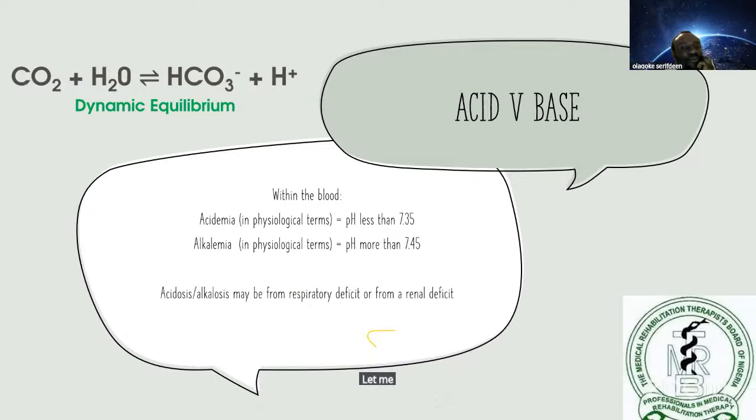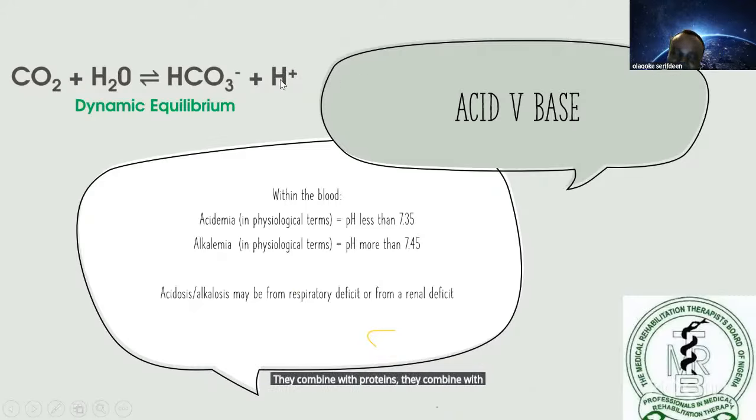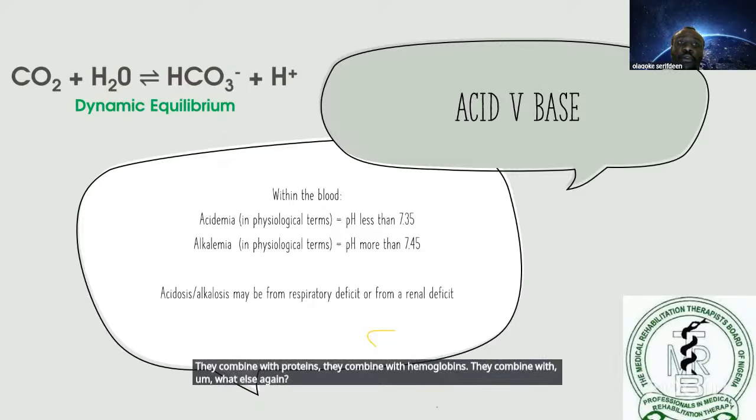Let me repeat these things. We want to control hydrogen ions. They are very dangerous. They can enter the cell. They combine with proteins. They combine with hemoglobins. They combine with what else again? You can pop them out in form of CO2 in your lungs. If that makes sense to somebody.